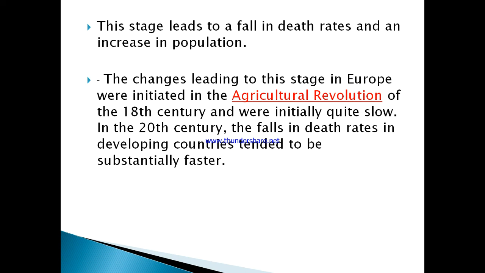The changes leading to this stage in Europe were initiated in the agricultural revolution of the 18th century and were initially quite slow. In the 20th century, the falls in death rates in the developing countries tended to be substantially faster.